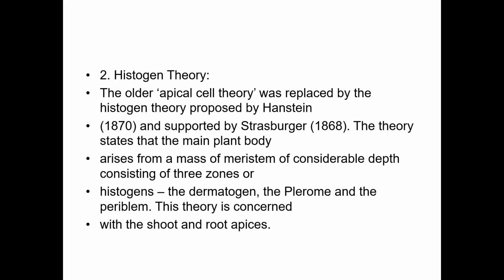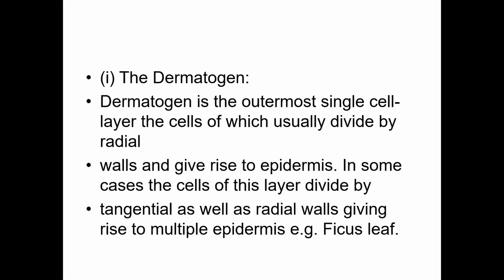This theory mainly states that the main plant body arises from a mass of meristems, and here they are called the histogens. There are three: dermatogen, periblem and plerome. It is applicable to shoot and root apices, so this is applicable to both root apex and shoot apex.